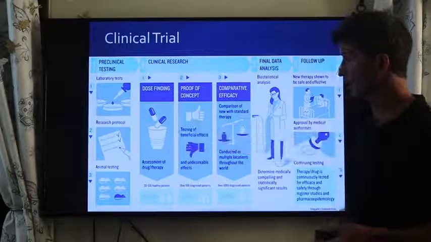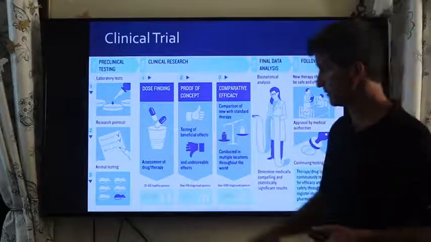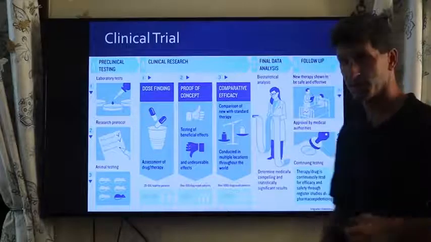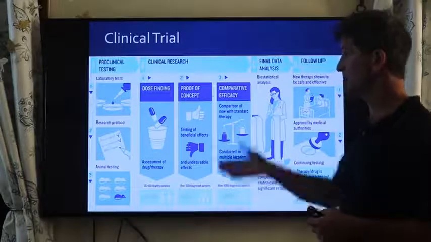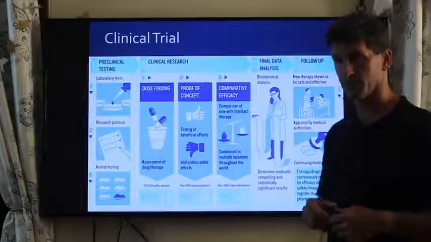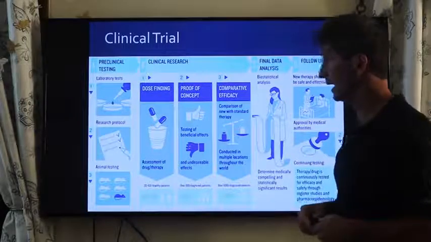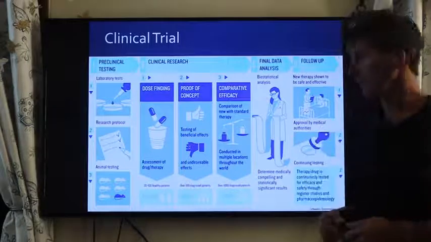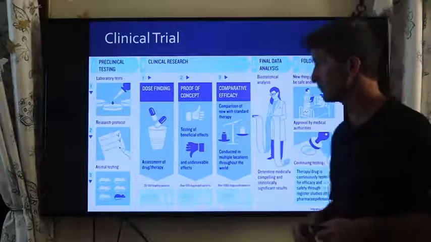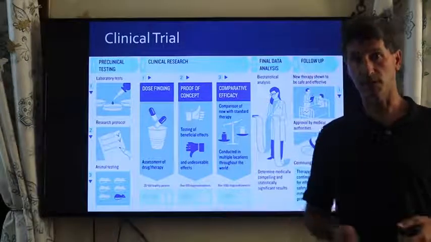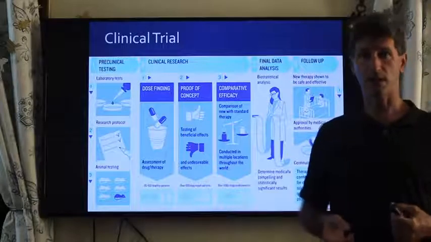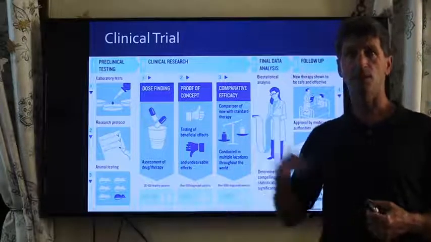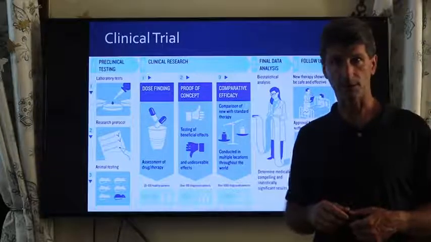In the first trial, we do an assessment of the drug. We normally take 20 to 100 patients, and we give them this particular therapy and try to see which dose is going to be safe in order to give them. So perhaps if we're developing a vaccine, we want to see how much vaccine we need to give such that we generate antibodies without generating other adverse effects.